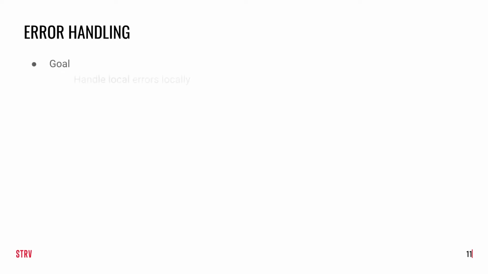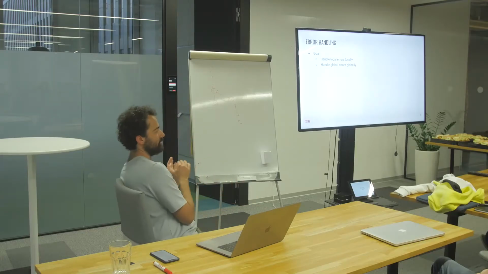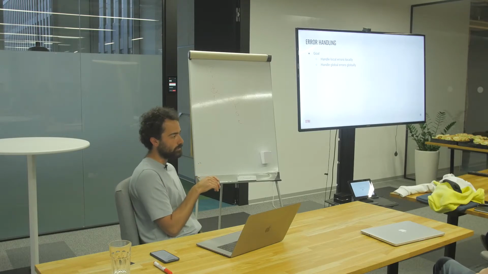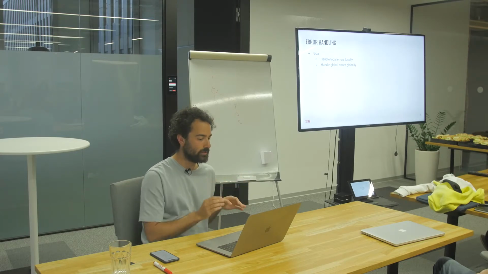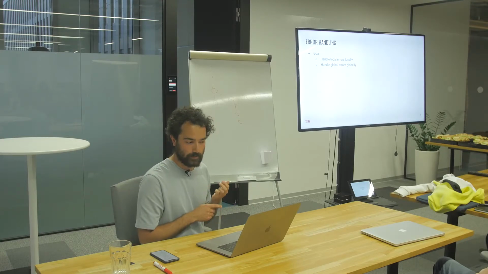Okay, again, this is very simple. Local errors locally, global errors globally. By this I mean, if we have a component with server-side validation, for example, when you type email and password, and there is an error from the server saying this couple doesn't match, you want to handle that locally in that Formik form, or whatever you use. But if this was a network failure or a 401, you want to handle that globally. Please don't mix that inside the components. Nice.